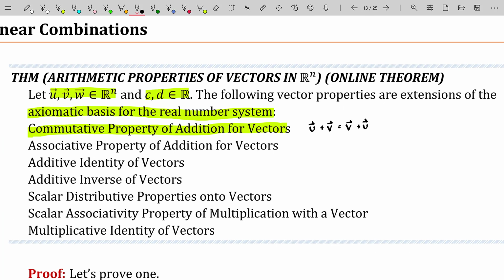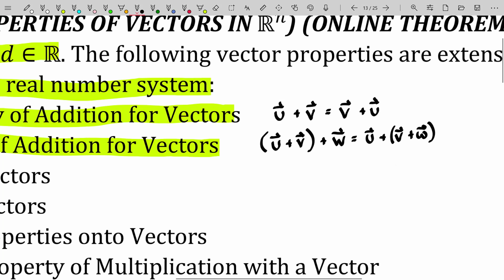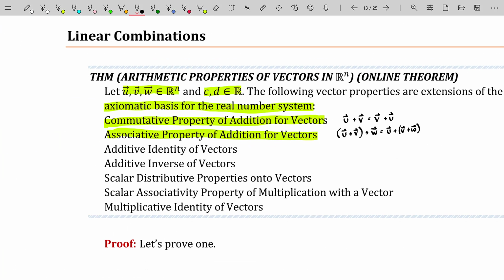Well, we have the associative property of addition for vectors, and that just means we can associate the addition any which way we want. That is, the quantity of the vectors u plus v and then plus w is the same thing as u plus the quantity of the sum of vectors v plus w. Again, these should look very simple and familiar to you from your good old arithmetic course. Of course, this is not arithmetic, this is vector arithmetic, not scalar arithmetic.